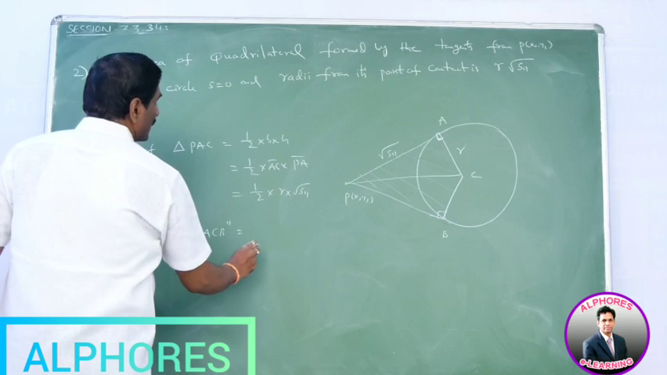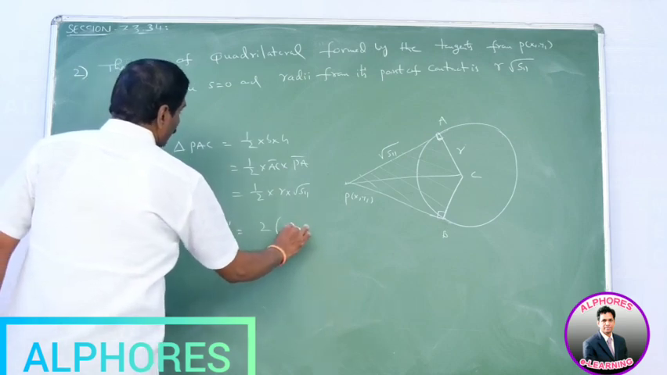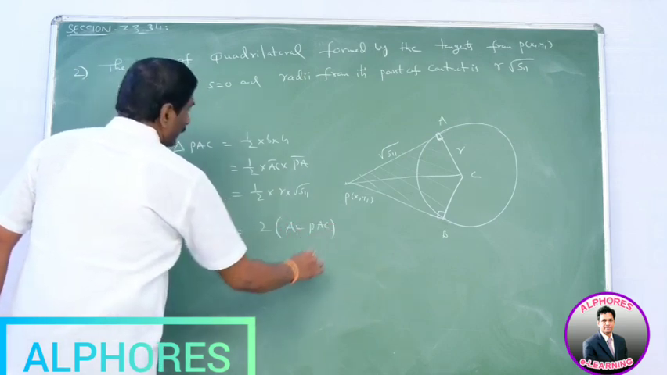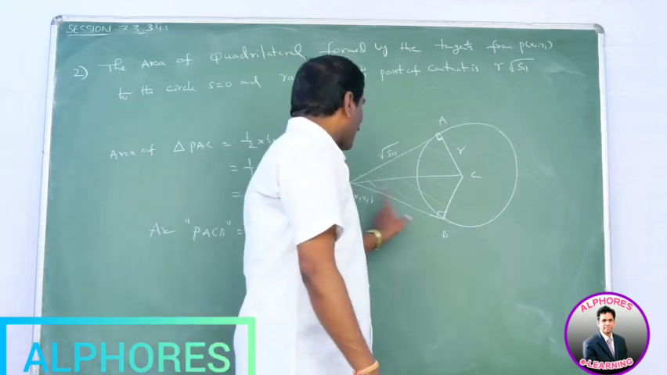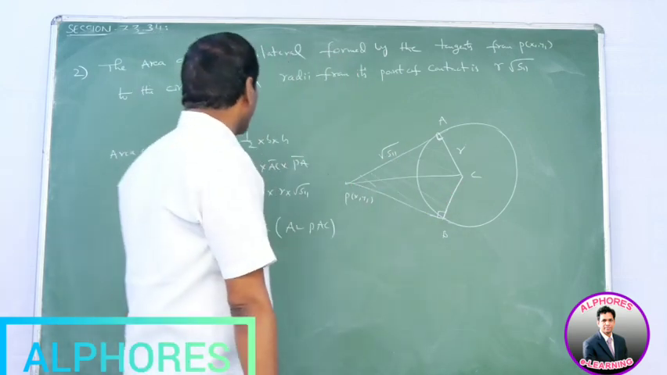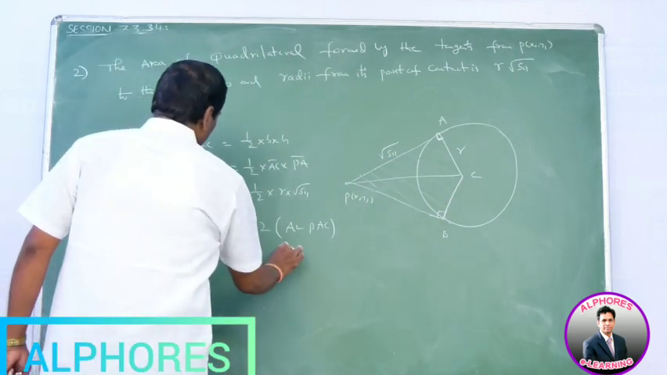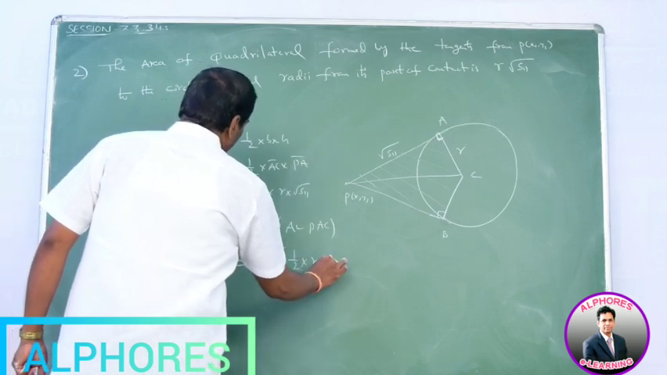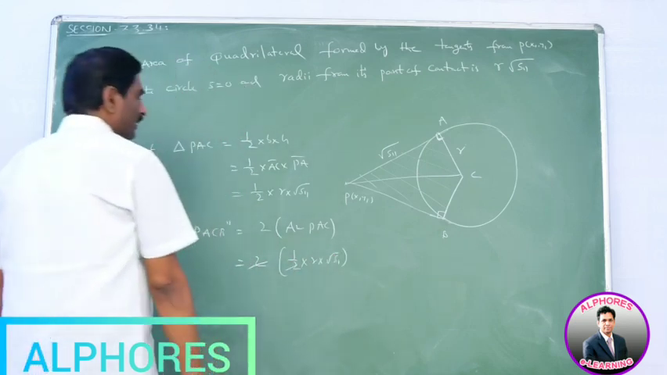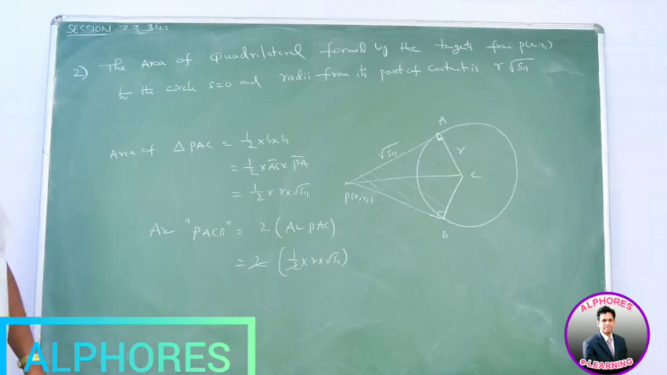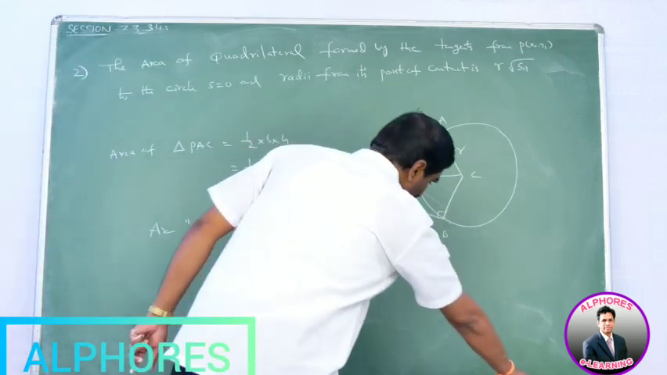Therefore, required area of the quadrilateral PACB is equal to 2 into area of triangle PAC. Here triangle PAC plus triangle PBC, these two are equal. So 2 into area of triangle PAC. That is equal to 2 into half into r into root s11. 2 to cancel. That is equal to r into root s11. Okay. Next, third point.